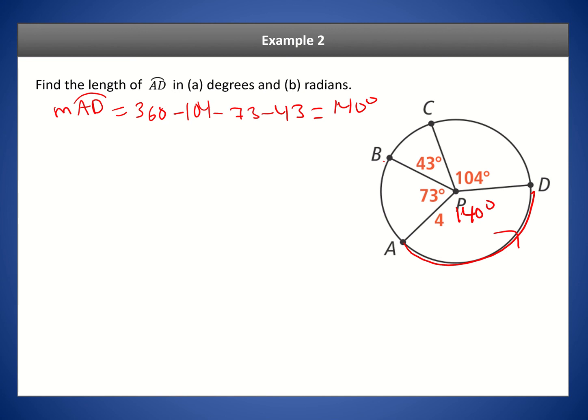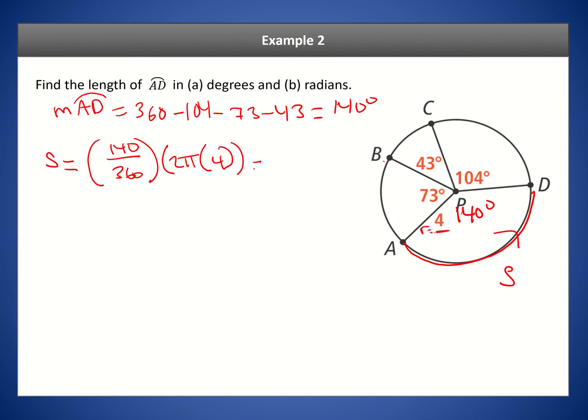All right, so since we know that angle, and we know the radius is 4, we can calculate the arc length. So let's call this S for arc length. So S is equal to the angle 140, which is a fraction of a full circle, which is 360, times the circumference of the circle, which is 2 pi r, right? So 2 pi times the radius, which is 4. This is the radius here.